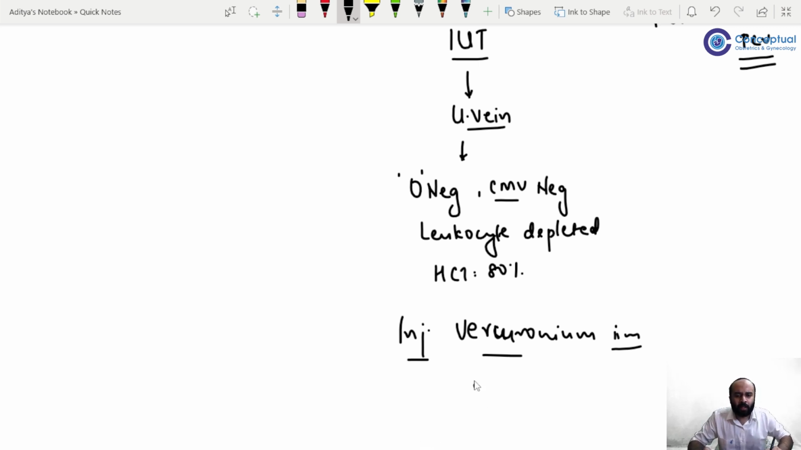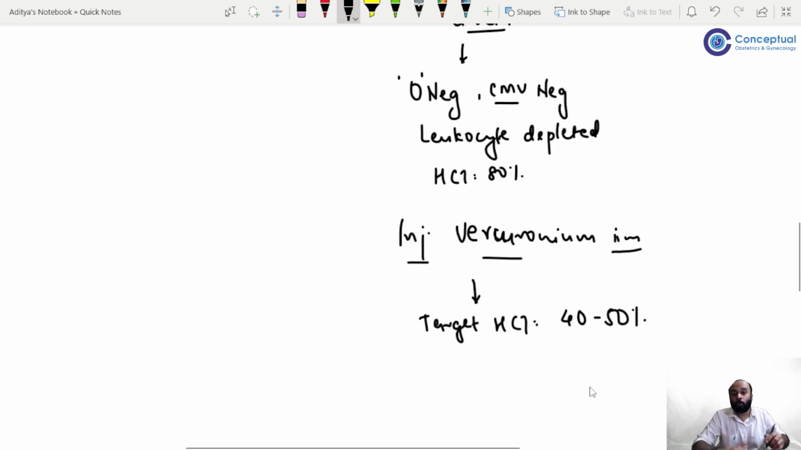Once this is done, I have to check for the target hematocrit. The target is going to be between 40 to 50%. I cannot achieve 50 to 60% or fluid overload. I don't even want to overload the baby with blood. A usual baby contains somewhere around 150 to 250 ml of blood depending on the gestation. So I do not want to give excessive blood that it leads to cardiac failure because of fluid overload. So I have to achieve a target hematocrit of 40 to 50%.